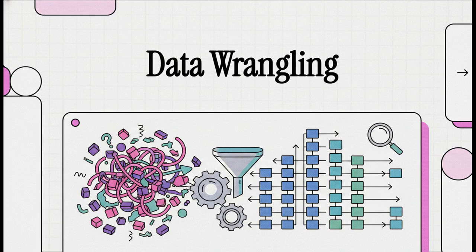Today, we are diving deep into a part of the data world that's absolutely critical. But honestly, it's often hidden from view. We're going to go on a journey from total, utter chaos to crystal clarity, and we're going to do it by exploring a process called data wrangling.